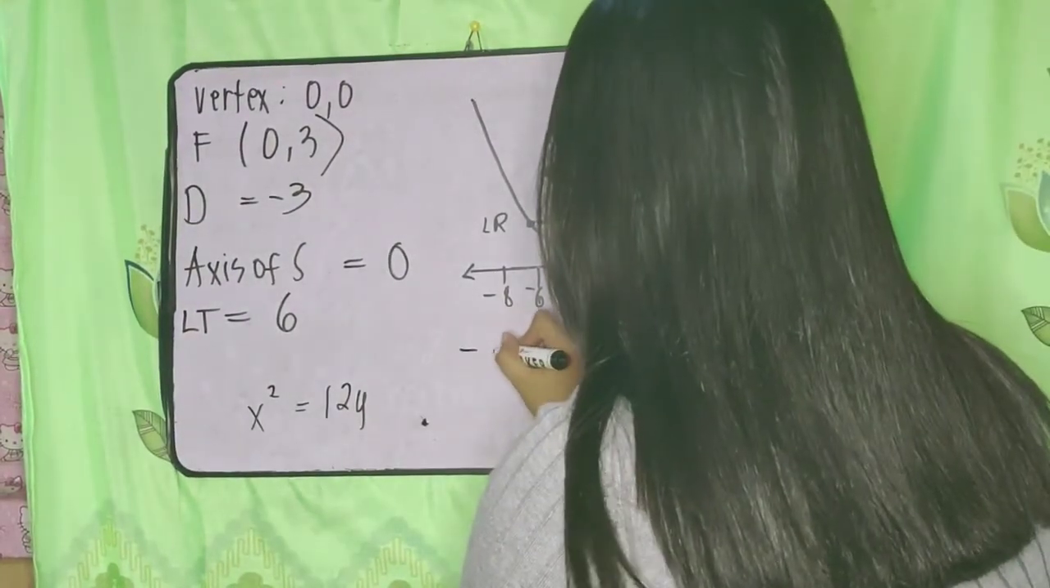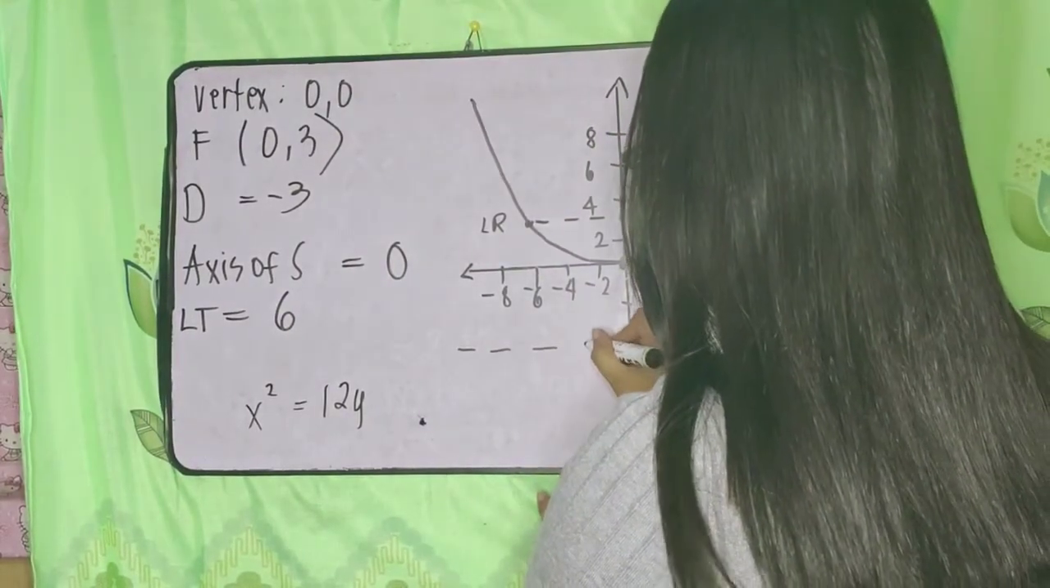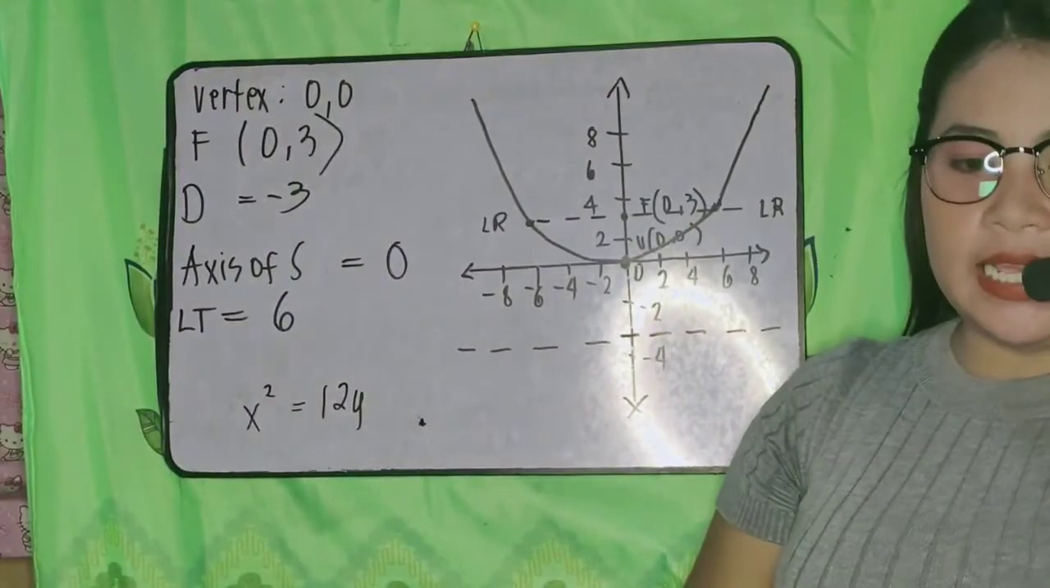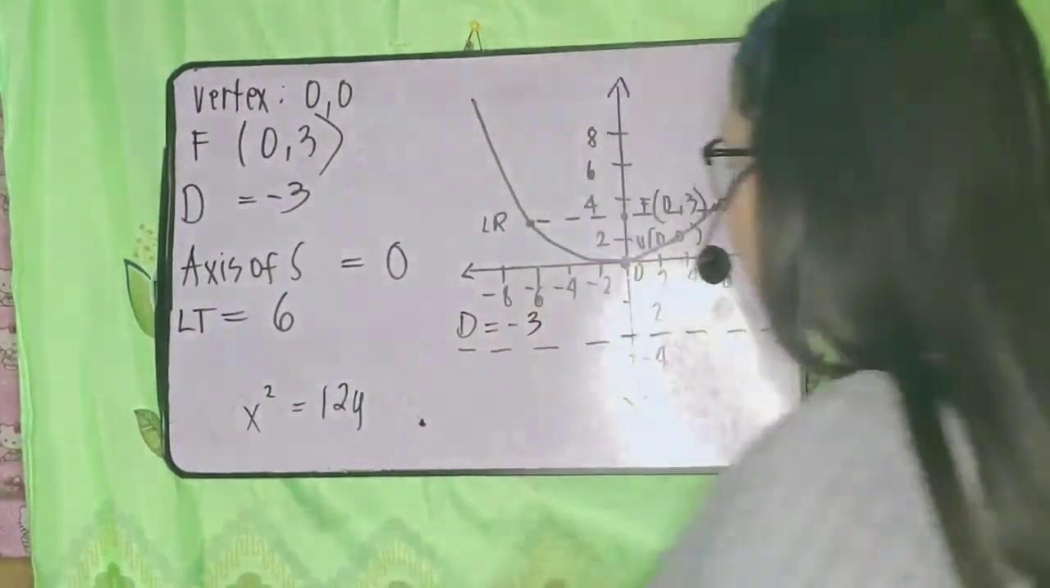Okay, so pasensya na po kayo kung ano to. Okay, so ayan, hindi siya sumakto. Okay, so ilalagay lang po natin diyan ang directrix, which is negative 3. So ayan po yung directrix natin.